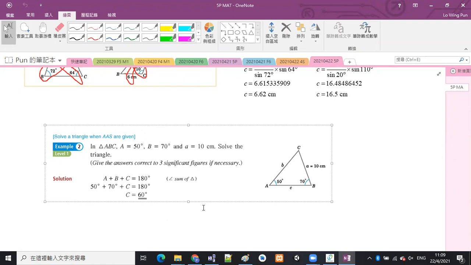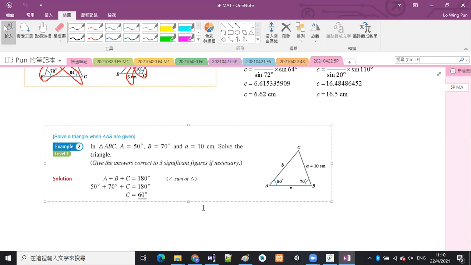Which one first? You want to find length first or angle first? Angle. Yes, because if we know 2 angles in a triangle, then we just use the angle sum of triangle to find the 3rd angle. Do you know this? Okay, well it's already done here, right? Angle C is equal to 180 degrees minus 50 minus 70. It should be just 60 degrees, so I don't type it down. But after finding the angle C, then we need to find the lengths. We have to find out the length b and the length c.